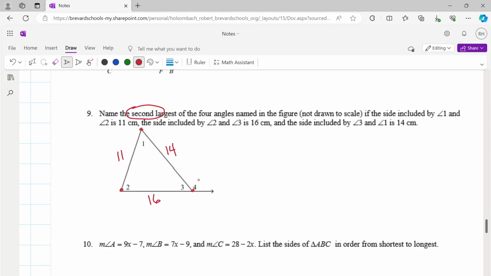We know that this exterior angle is the largest, so we're not going to use it. Now we need the largest angle inside this triangle. Isn't it going to be opposite the longest side? So that makes the second largest angle, angle 1.